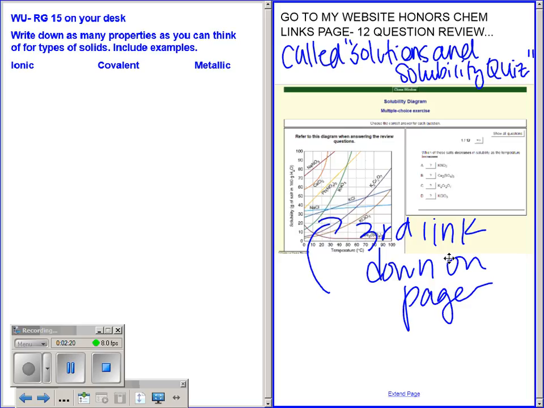Either go to the solution solubility quiz, which is a multiple choice thing on my website, about the third link down or so. Talk to your table groups. It's a totally open response. Just make sure you ask me questions on the solubility quiz if you don't understand what a question is asking, and then we're going to hit up some of those together. So do think and brainstorm on those.